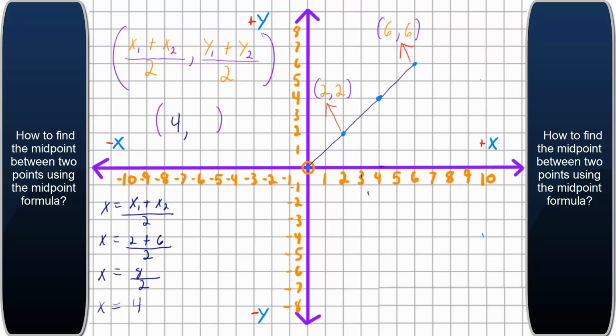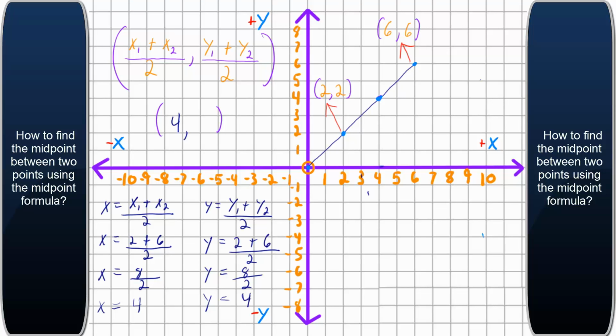Now that we have identified our y1 and y2, let's write out the formula which is in the y position of our midpoint formula. Okay, so y equals y1 plus y2 divided by 2. Now let's plug in our y1 and y2 numbers, which is y equals 2 plus 6 divided by 2, which in turn y equals 8 divided by 2, and y equals 4. So our y value is 4.